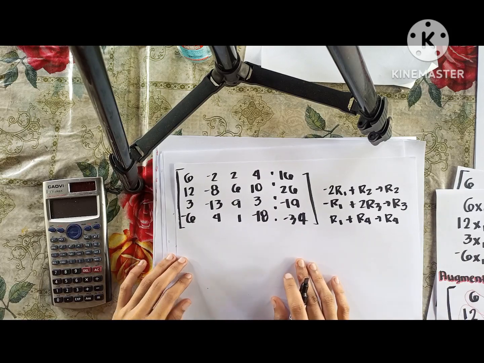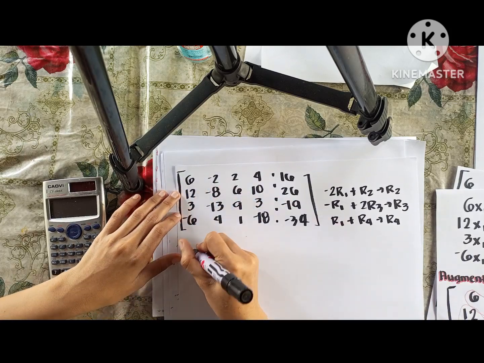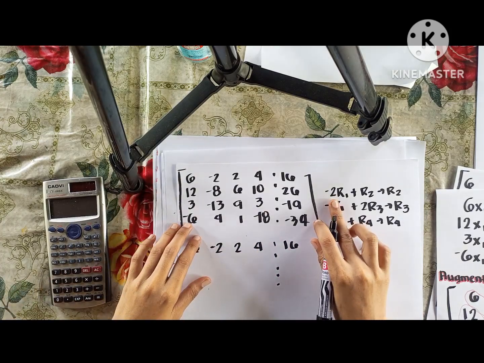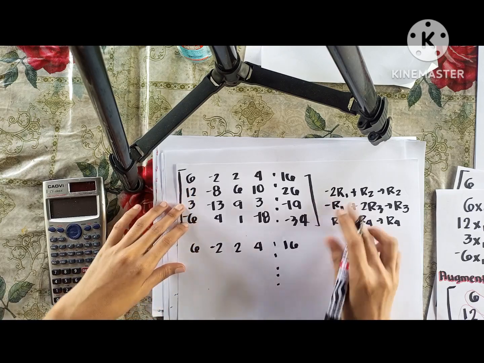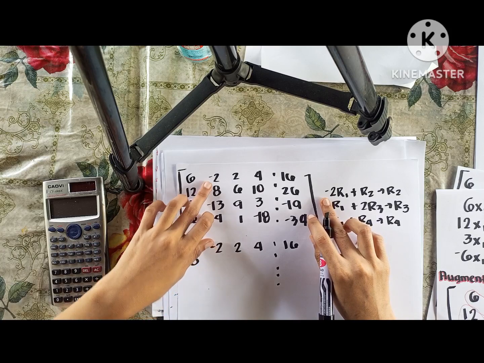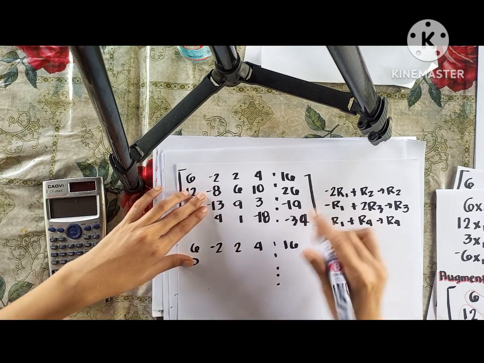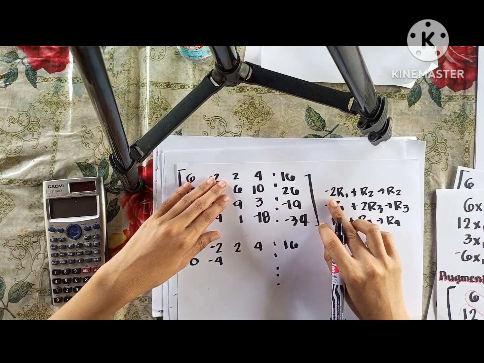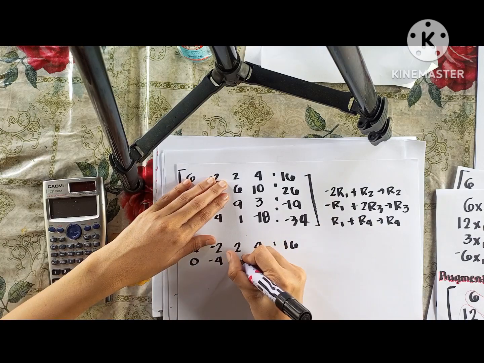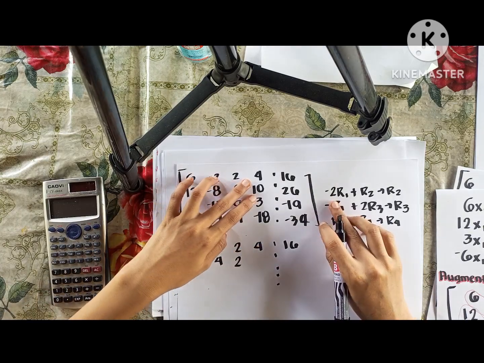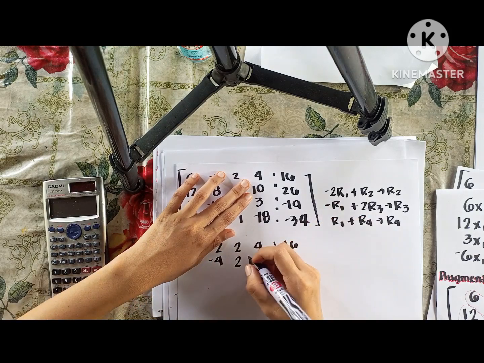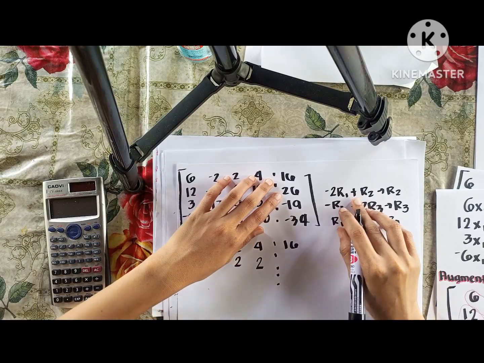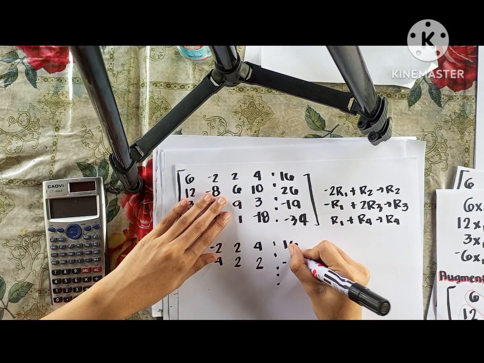Okay, so we're going to copy the first row. So that is 6, negative 2, 2, 4, 16. Now, negative 2 times R1, so negative 2 times 6 is negative 12 plus 12, that is 0. Negative 2 times negative 2, that is 4, plus negative 8, that is negative 4. Next, negative 2 times 2, that is negative 4, plus 6, that is 2. Next, negative 2 times 4, that is negative 8, plus 10, so we have here 2. Next, negative 2 times 16 plus R2, that is 26, so we have here negative 6.